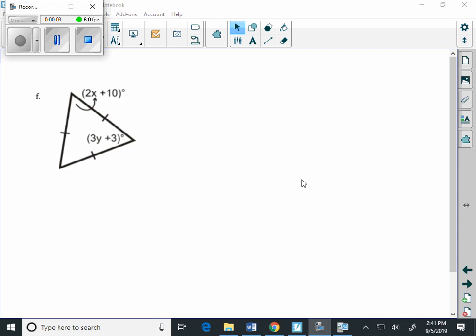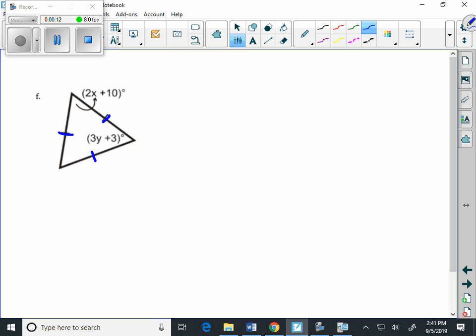Letter F. Another triangle, and the first thing to notice about this triangle is that there is a tick mark here, a tick mark here, and a tick mark there. So this one is an equilateral triangle. And what we saw on our triangle notes is that if it's an equilateral triangle, it's also an equiangular triangle, which means that every single angle in this triangle is 60 degrees, because there's 180 degrees total on the triangle.